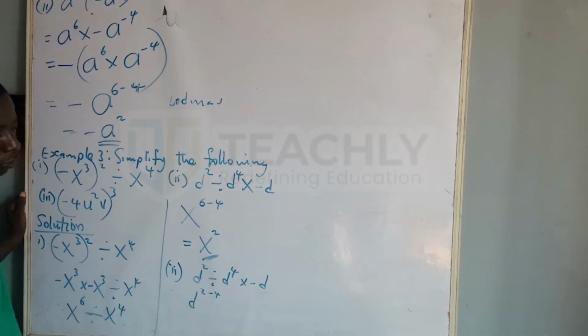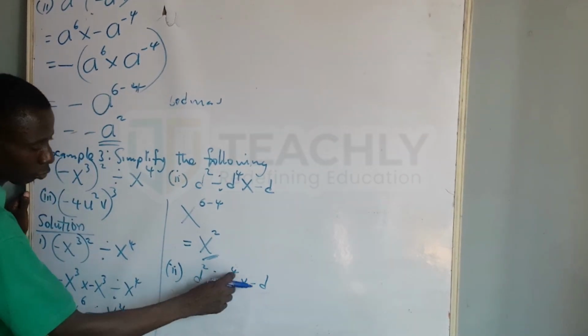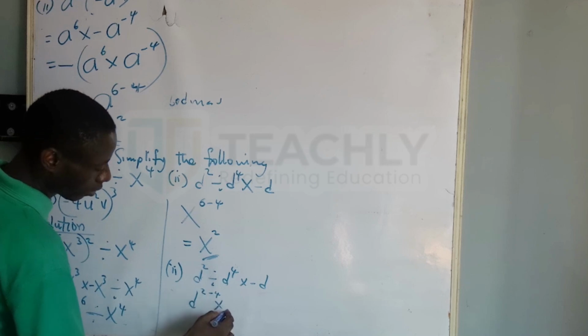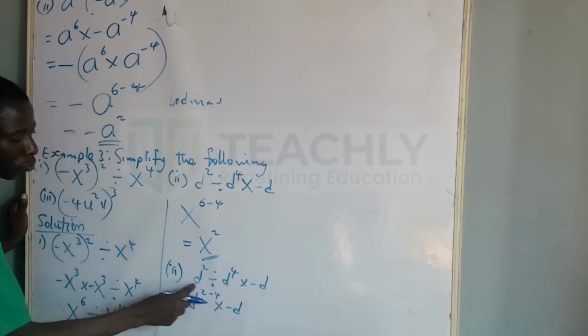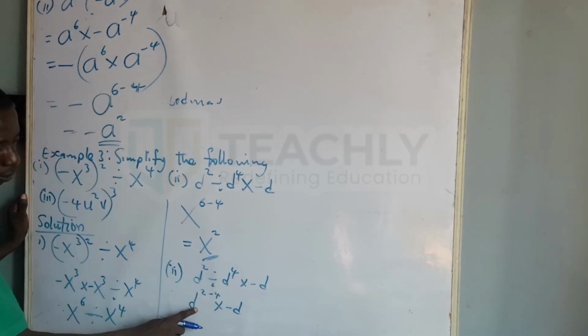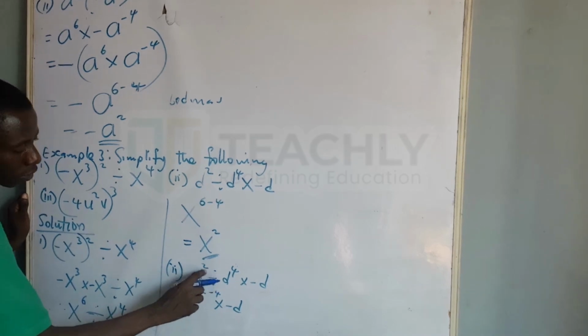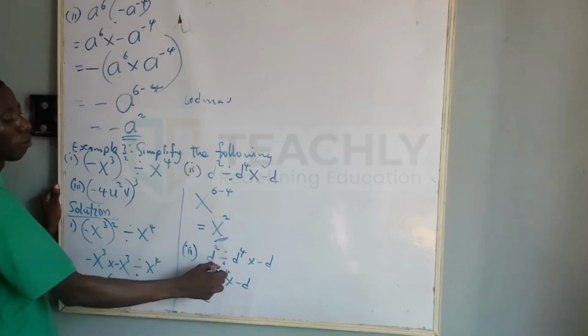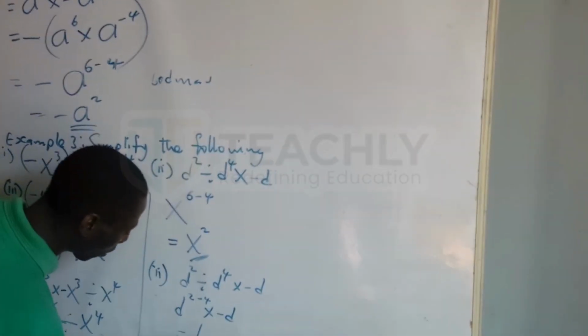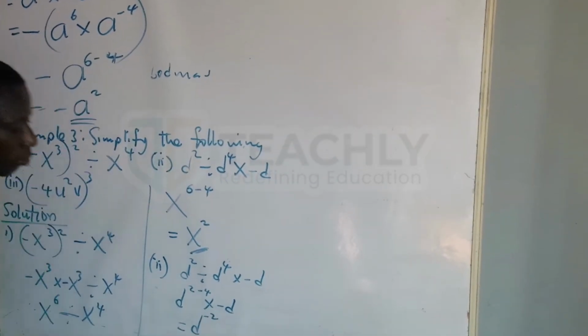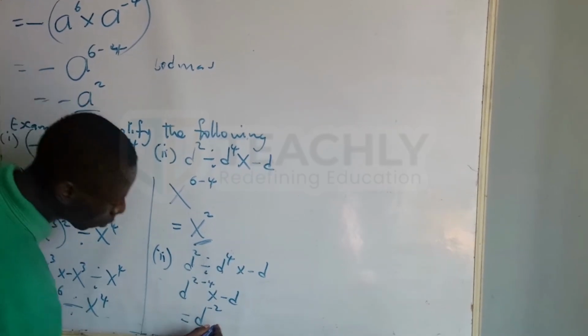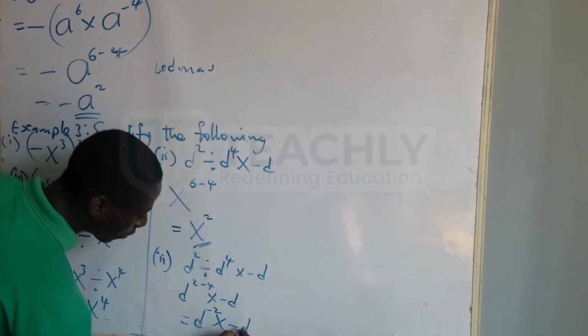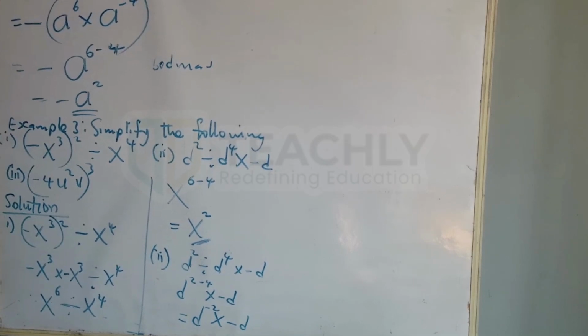Why? Because of the division that we have there. With division you have to subtract, then times minus d. These two have been combined. You have d, then because of division we are subtracting their power. And this power 2 minus 4 gives us this power minus 2, because 2 minus 4 gives us minus 2, multiplied by minus d.